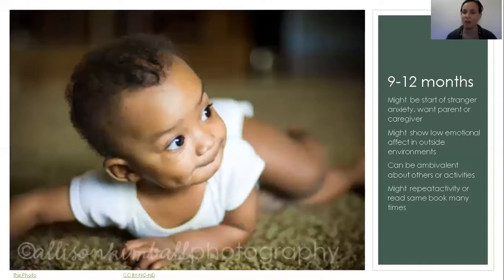Then 9 to 12 months, they're starting to crawl, they're starting to pull up, maybe even walk a couple steps. That type of early exploration is really important, that they're starting to be able to move around their environment, take things, mouth things, explore things. There might be stranger anxiety, so they really want their parents or caregivers. They don't want people that are unfamiliar to take them, and they might show low emotional affect.